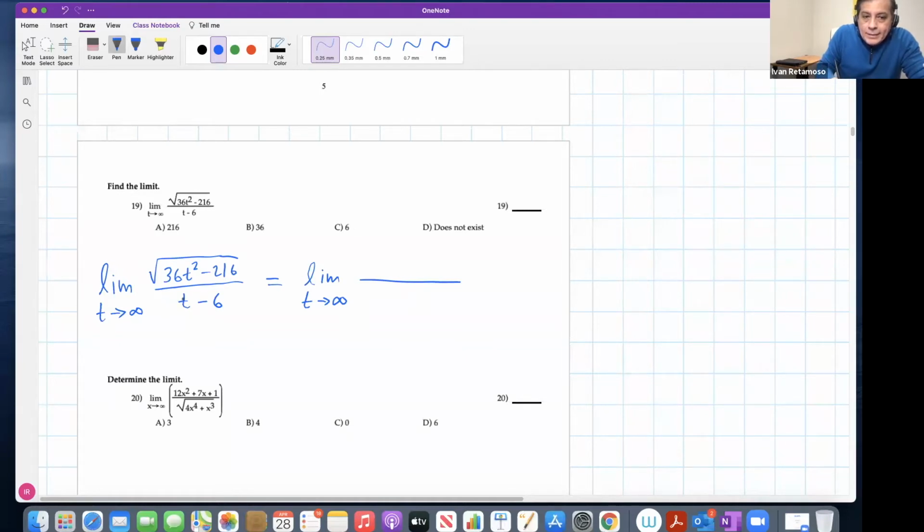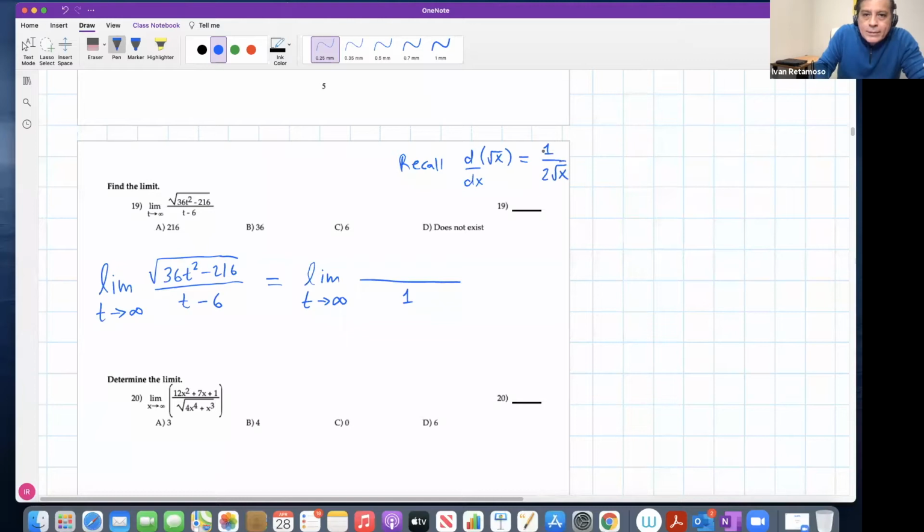The derivative of t is just 1. The derivative of 0 is just 0, right? Now let's take the derivative of this guy. Recall, the derivative with respect to x of the square root of x is just equal to 1 over twice the square root of x, right?